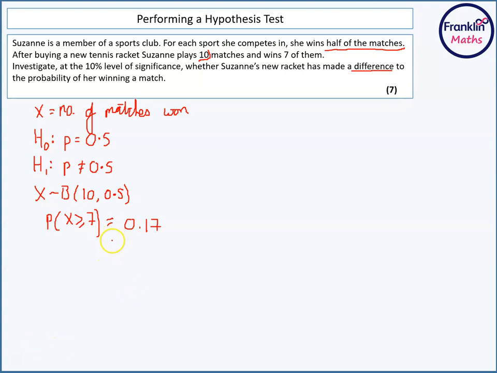Okay, which is 17%. Now, as mentioned earlier, and I should mention this before, this is what we call a two-tailed test.